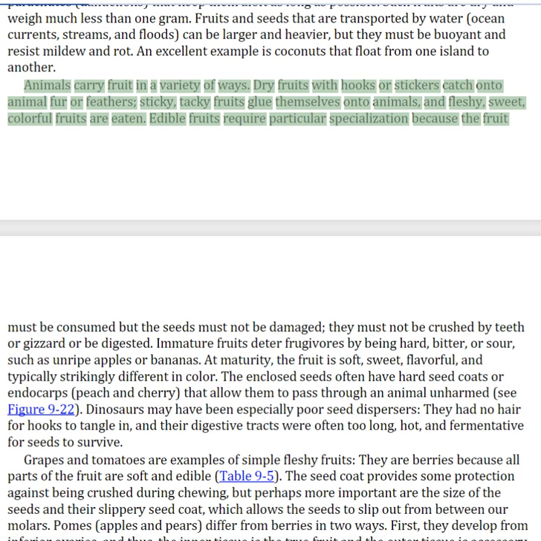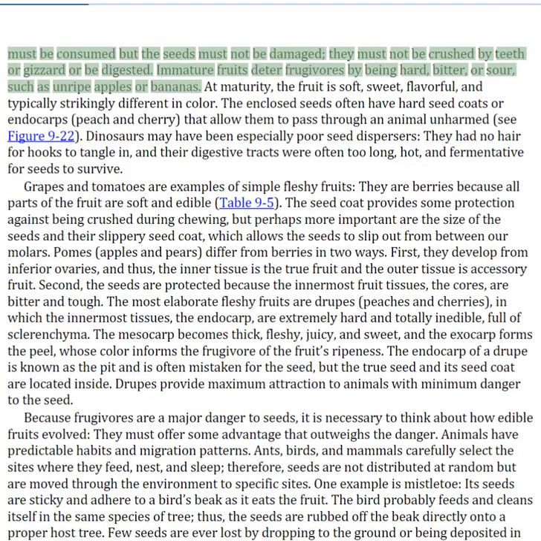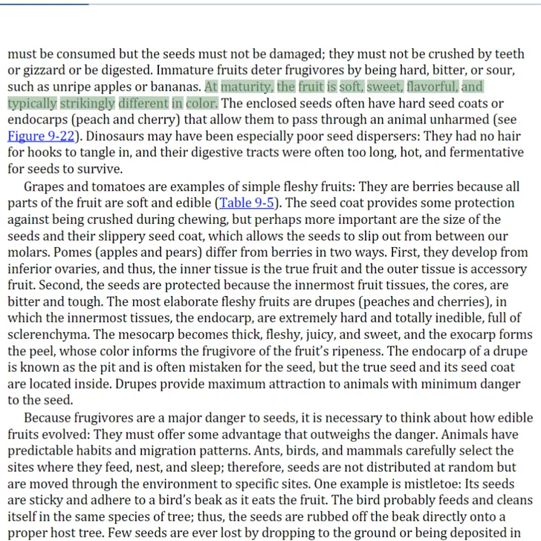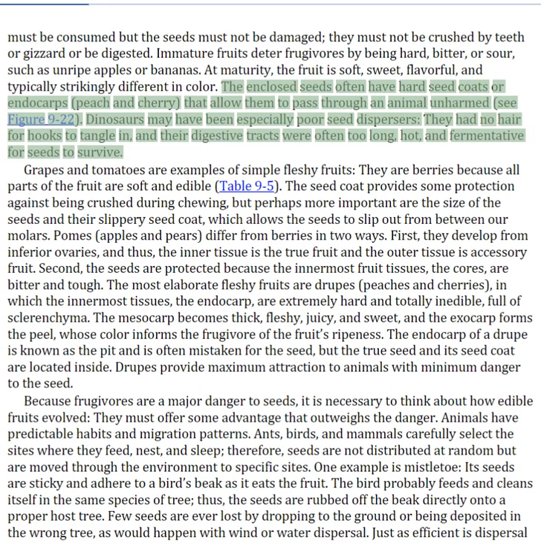Edible fruits require particular specialization because the fruit must be consumed but the seeds must not be damaged. They must not be crushed by teeth or gizzard or be digested. Immature fruits deter frugivores by being hard, bitter, or sour, such as unripe apples or bananas. At maturity, the fruit is soft, sweet, flavorful, and typically strikingly different in color. The enclosed seeds often have hard seed coats or endocarps that allow them to pass through an animal unharmed.